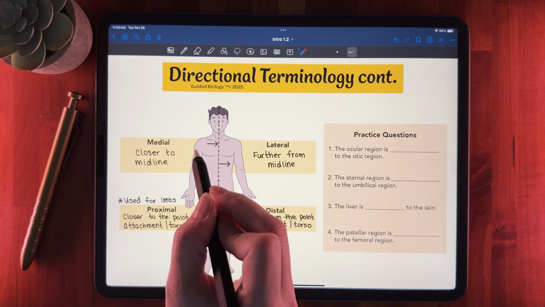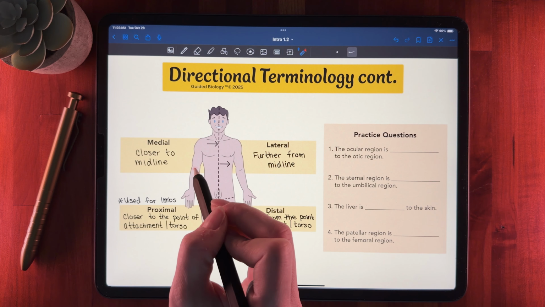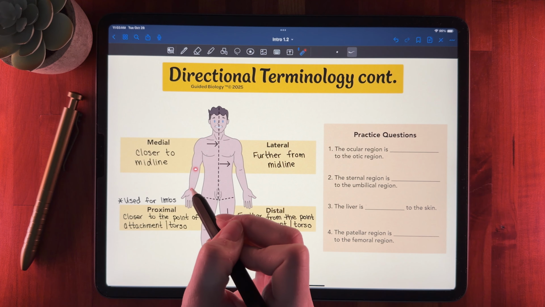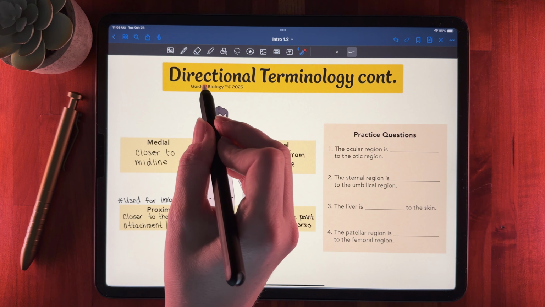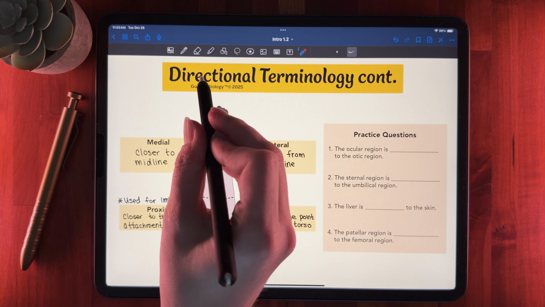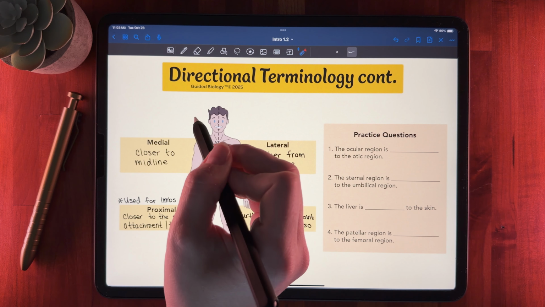So you could say that the elbow is superior to the wrist. From this picture, the elbow looks superior. It is above the wrist. However, what is unique about the limbs is that they are extremely mobile. And so you can take your hand and lift it straight up above your head, and that would now make the wrist superior to the elbow.